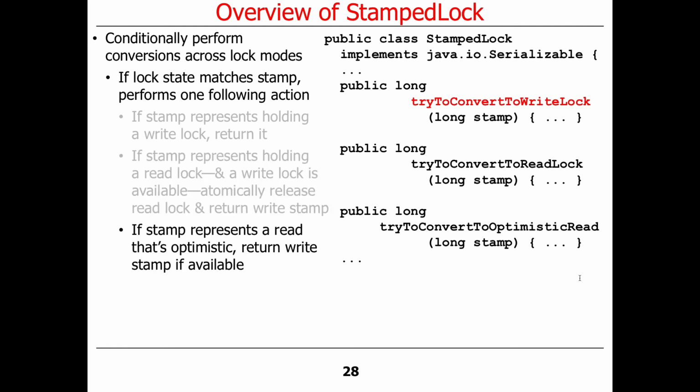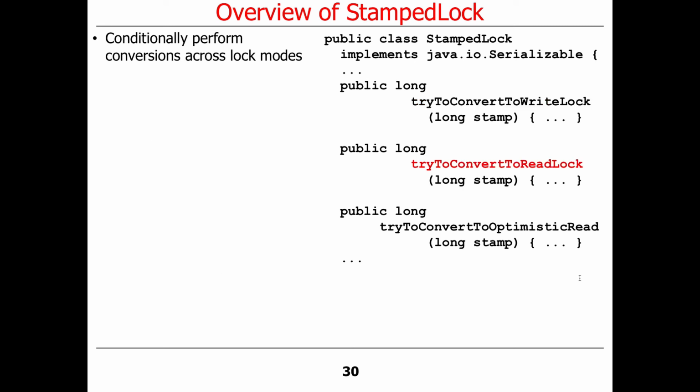Likewise, if the stamp represents an optimistic read, then if the write lock can be acquired, it returns it if it's available. Otherwise, if you can't upgrade this thing from a read lock, either optimistic or non-optimistic, pessimistic read lock, to a write lock, then it returns 0, saying, sorry, Charlie, somebody else has already got this thing in write mode, you fail.